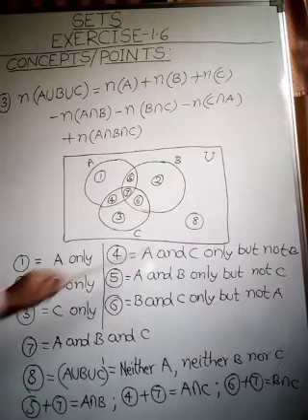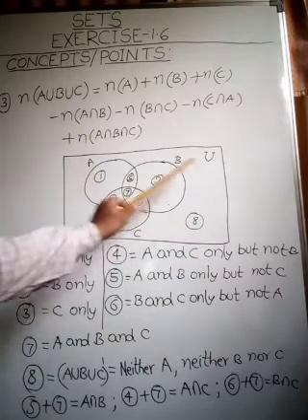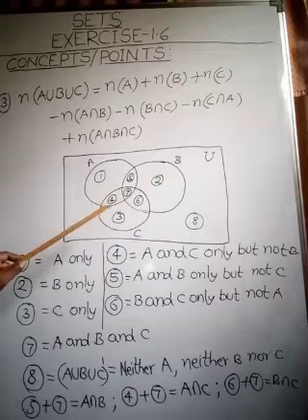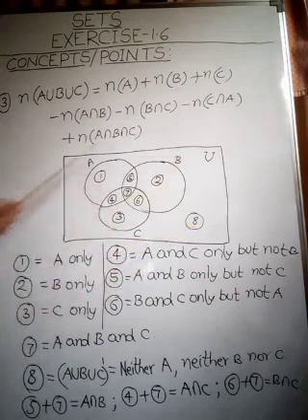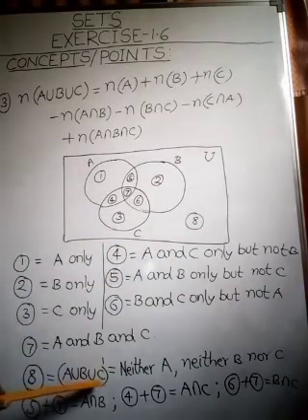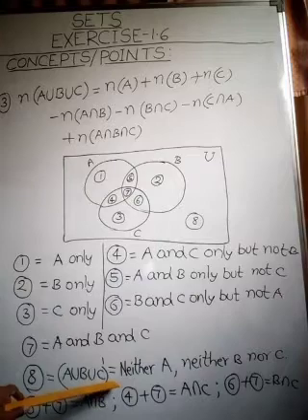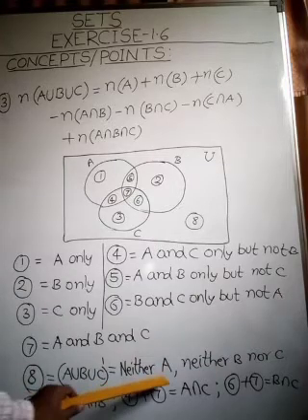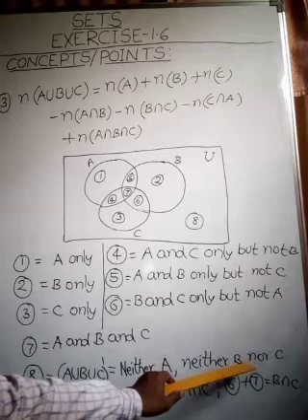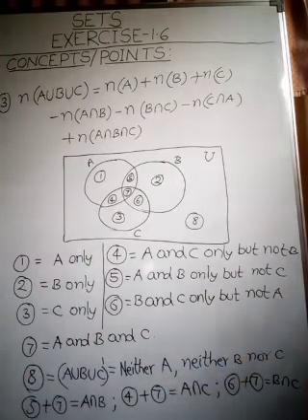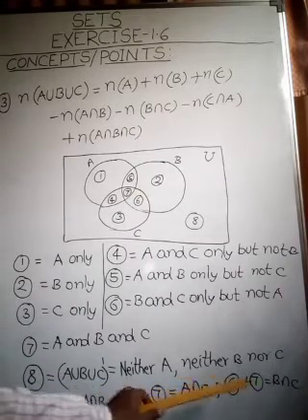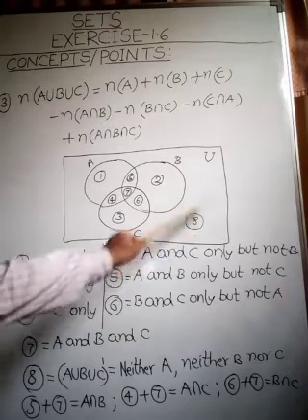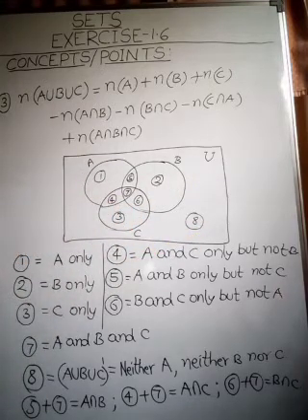Okay, my children. Now eighth part, outside the part. Okay, my children, in the universal set, after deleting this entire part, this is the eighth part. A union B union C whole complement. That implies it is said to be neither A, nor B, nor C. Okay, my children. In words, we can use these words neither A, nor B, nor C to denote this part of the universal set.